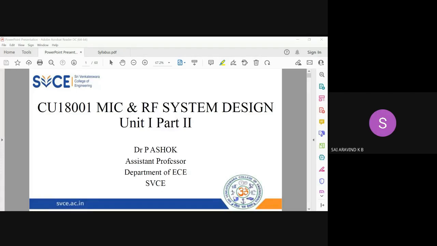Okay. So this is actually an elective subject, which is very interesting in the aspect of wireless communication and high frequency communication. This subject mainly deals with MIC and RF system design. RF is the short form of radio frequency, and the entire frequency spectrum, starting from a few hertz to hundreds of gigahertz, is radio frequency.